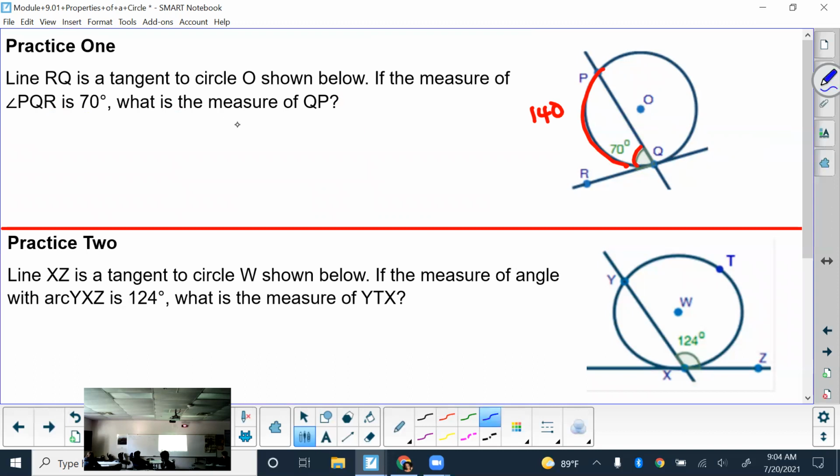So it's not 360 minus 70. It's 360 minus 140. Does that make sense? And that equals, hold on, measure of QP. So we're looking for this, is 220. Right, and that sounds accurate. I think in my notes I did it wrong, but this sounds accurate.